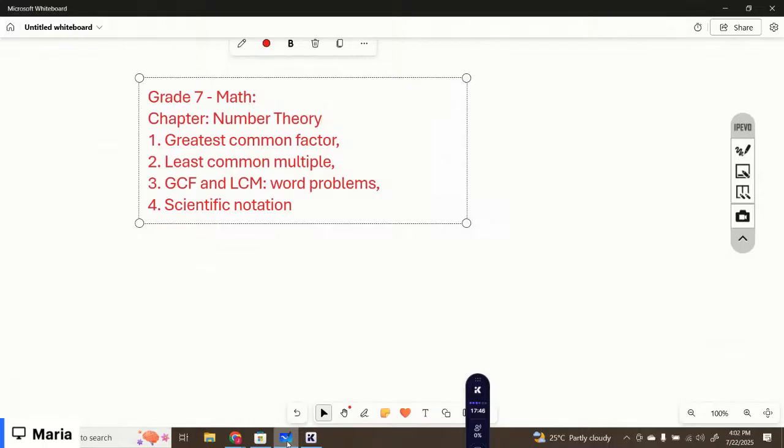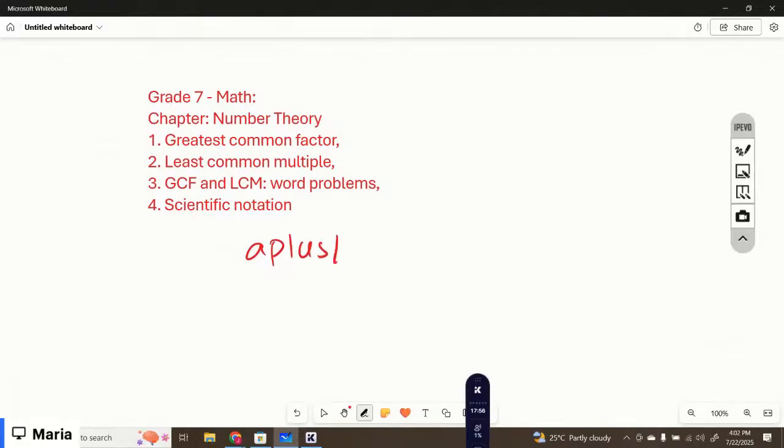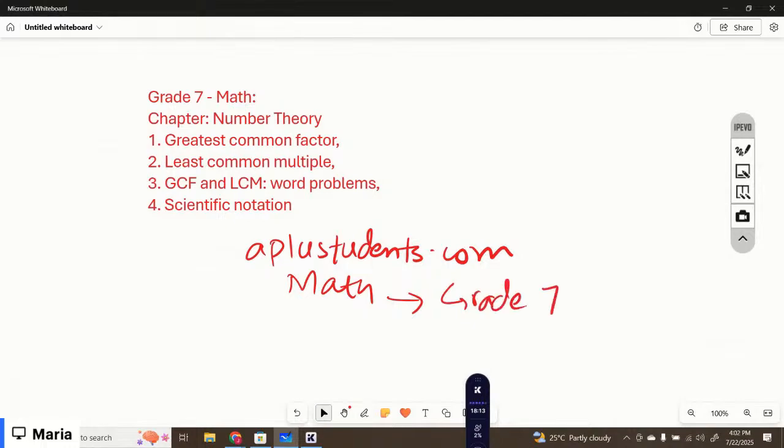We are here for grade 7 math. You can find all the lessons on aplusstudents.com. You have to log in there using your email address and the password provided by the administrator. Then you have to select math from the subject tab. Scroll down to grade 7 math and then click on view all lessons.